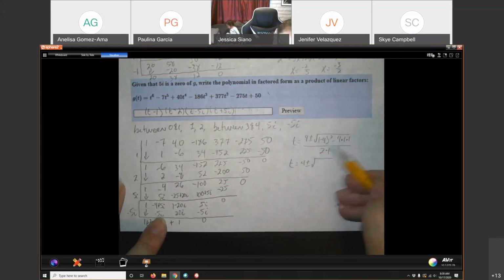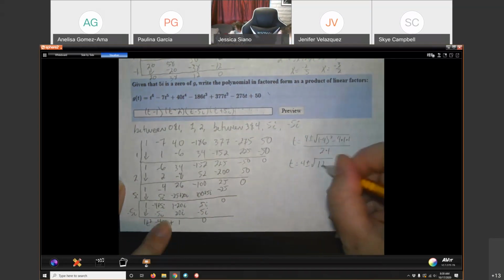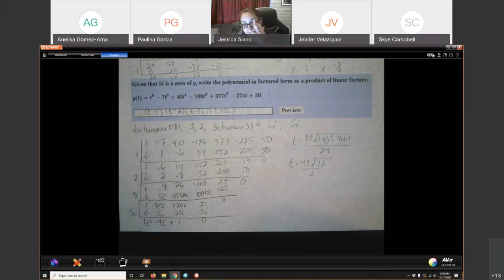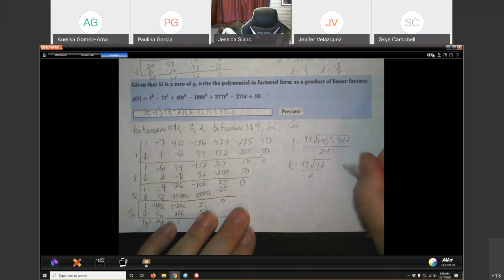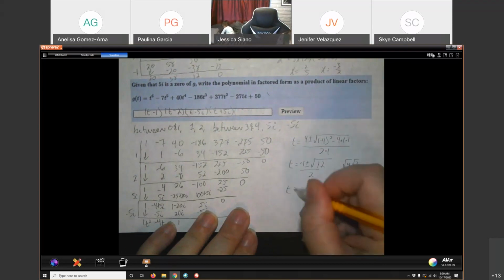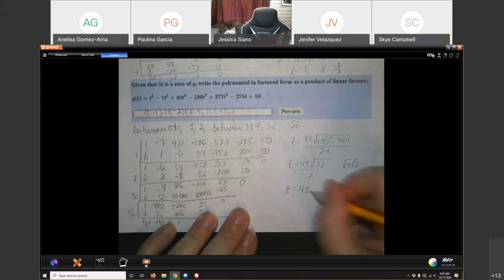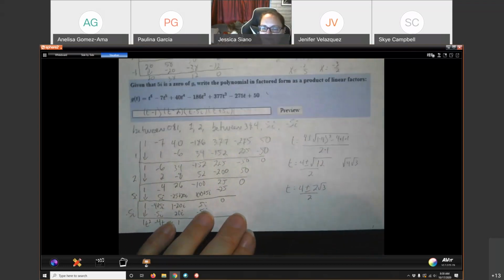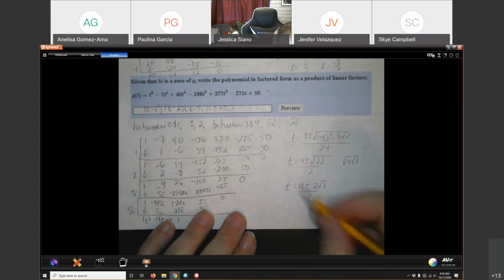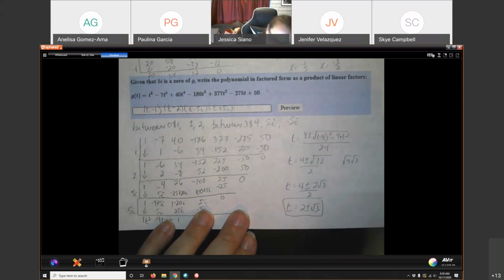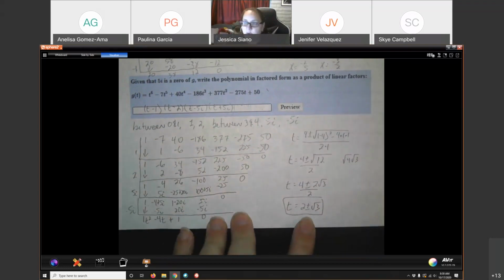That's going to be 16 minus 4 is 12. The square root of 12 is the same as the square root of 4 times the square root of 3, so that would be 2 rad 3. And then you can divide a 2 out.